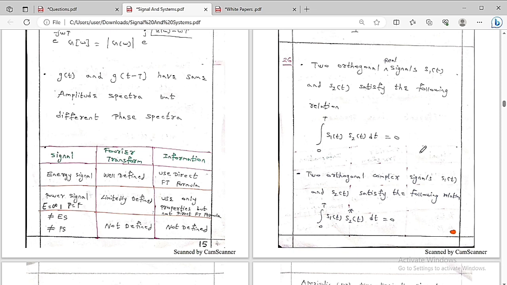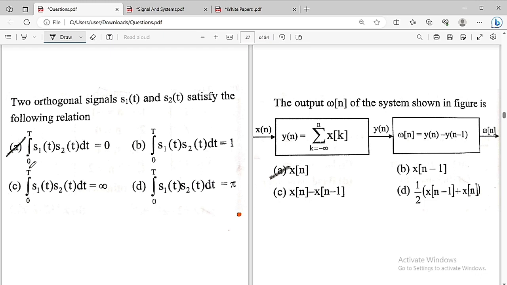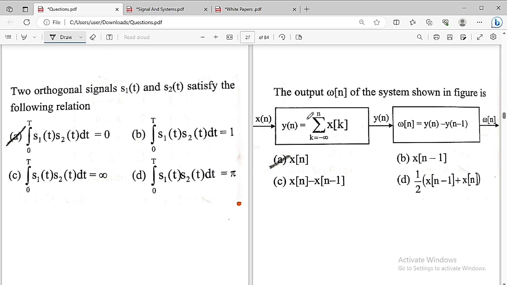Then the condition that they are going to satisfy is integration of 0 to T, S1 of t into S2 of t complex conjugate dt is equal to 0. I already told you these things in my classes. In this case, they are taking only the real signals. So this is the condition. As you can see clearly, integration of 0 to T, S1 of t into S2 of t dt is equal to 0. So this is the correct solution of this question. We are going to discuss another question.